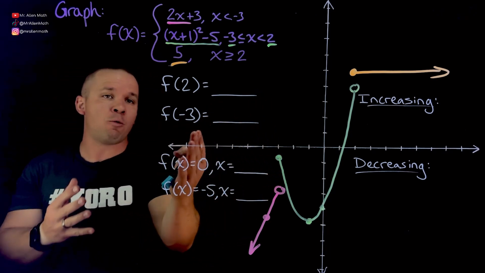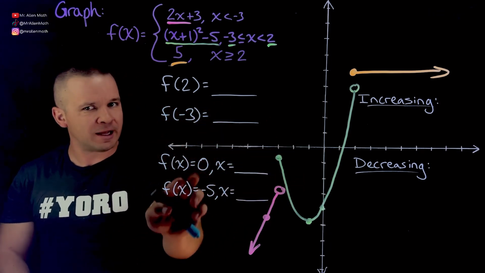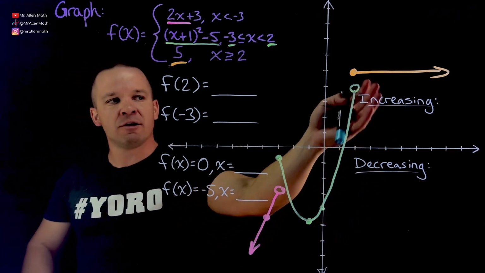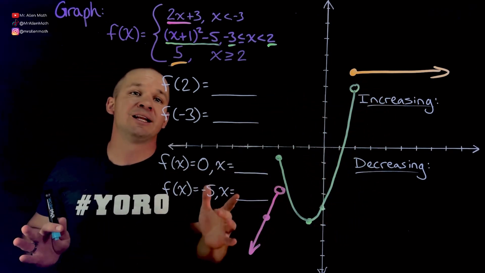So here, I want f of 2 equals what? F of negative 3 equals what? Then we got like the reverse going on here, and then intervals of increasing and decreasing. So 6 dope questions. Let's get after it.